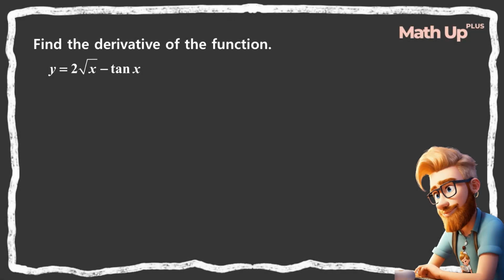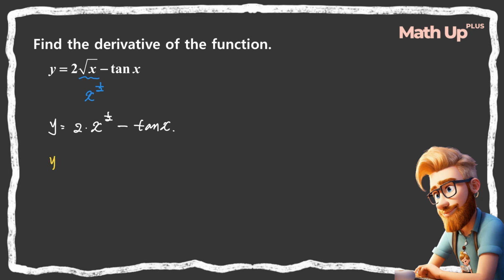For this function, we have two terms. Here we have a square root, right? If we have a square root, rewrite this expression as x to the power of 1/2. So we have y is equal to 2 times x to the power of 1/2 minus tangent x.